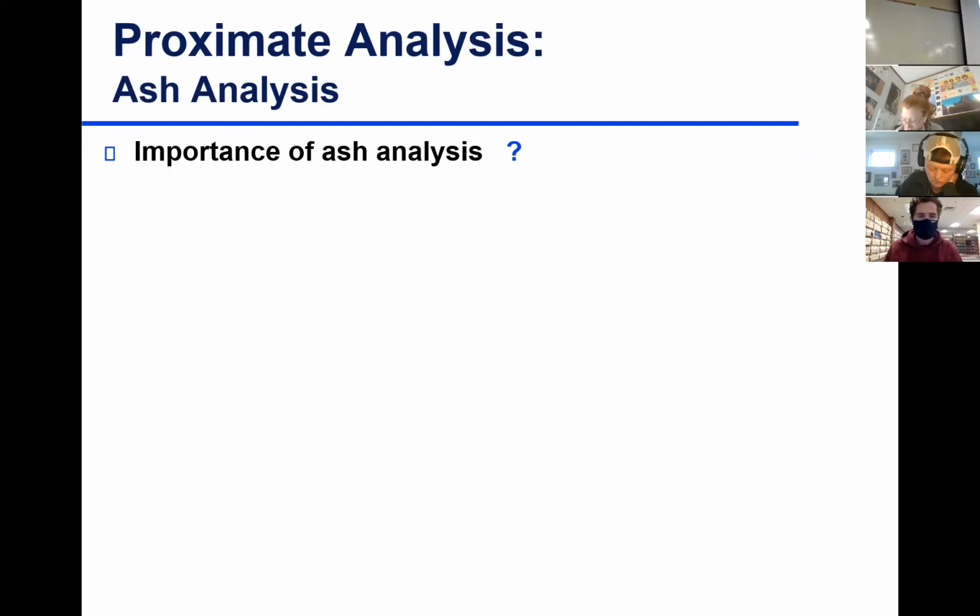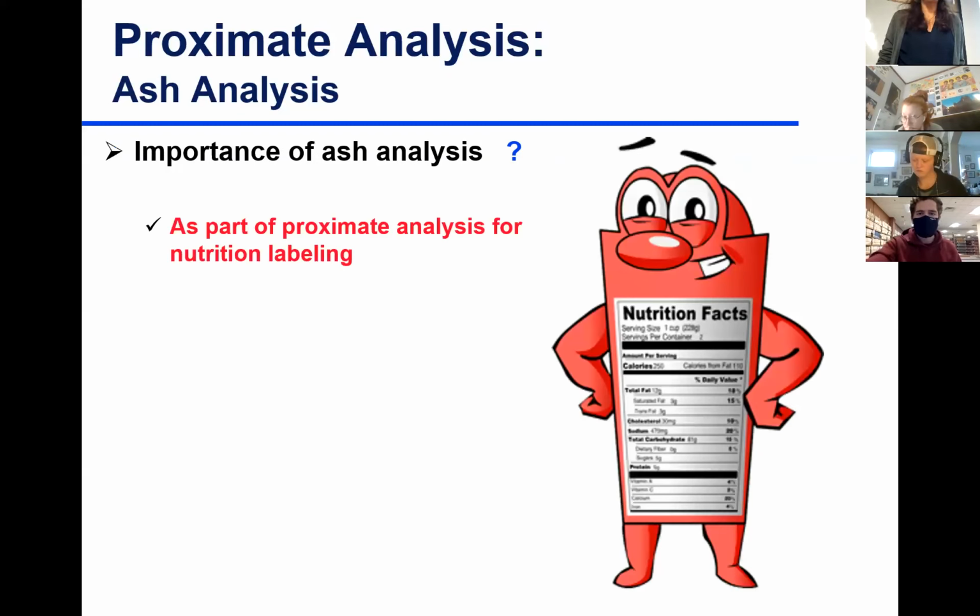Yes, to find the percentage of total carbohydrate for labeling purposes. Yes, exactly. So here it is. For labeling purposes, as part of our proximate analysis for nutrition labeling, ash content doesn't go on the label, but we need it. We need ash content and moisture content so that we can get total carbohydrate by difference.